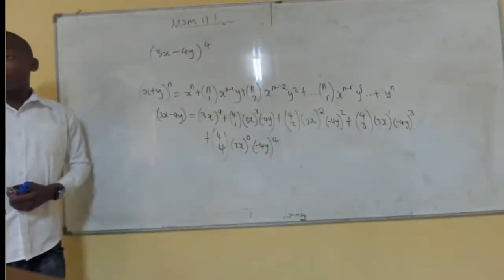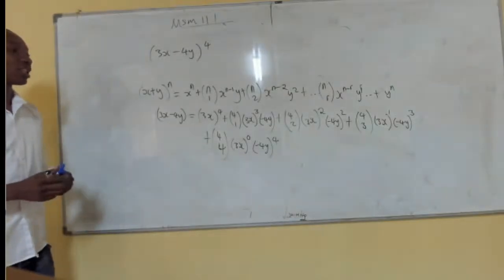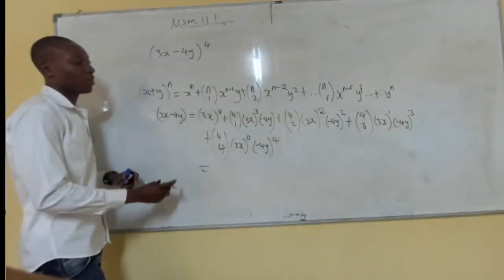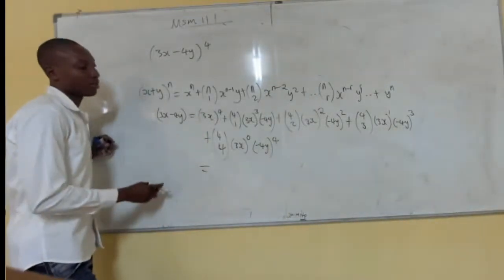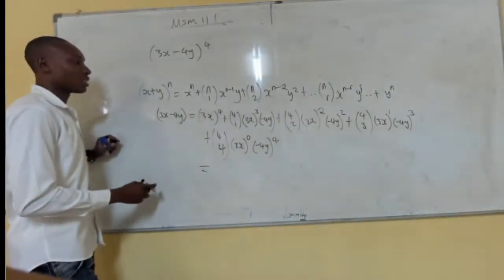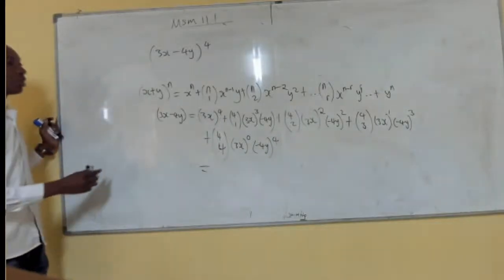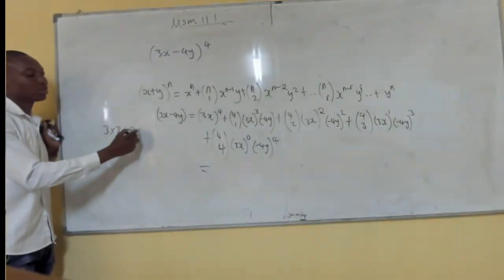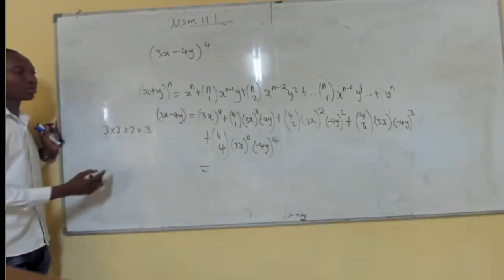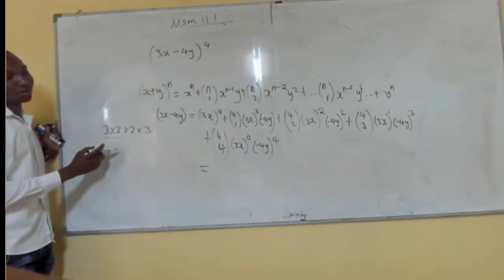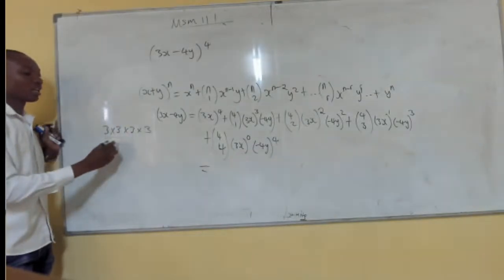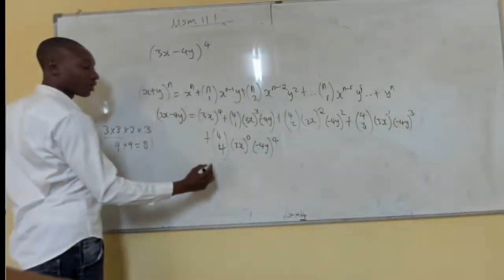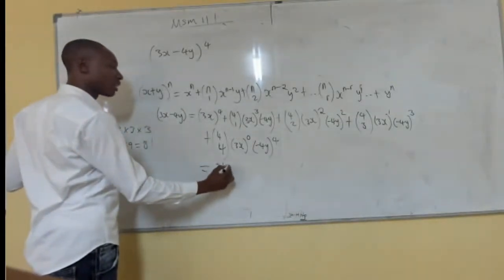Okay, so now, how do we work around that expansion? From here, we're going to say what is 3 to the power 4? That's 3 times 3 times 3 times 3. So this is 9 times 9. So the answer is 81. Okay. So we have 81x to the power 4.